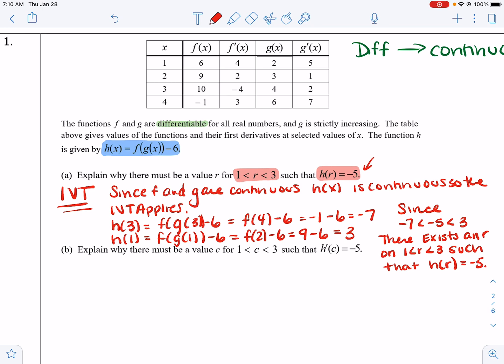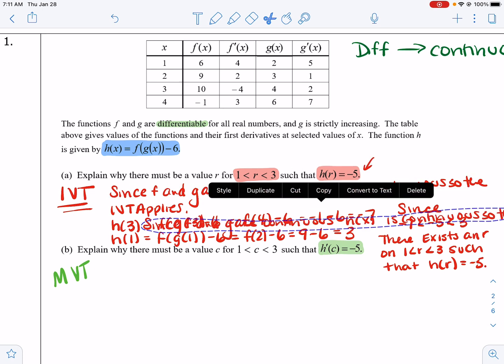Now, if we take a look at the second part here, it says, explain why there must be a value c between 1 and 3 such that h prime of c equals negative 5. Guys, this is completely different here. Now they're asking you what is going on with h prime of c. When I give the original function and I'm asking you for the existence of the derivative, this is going to be your MVT. So all I'm going to do is recheck my conditions. They really want my conditions to be checked.